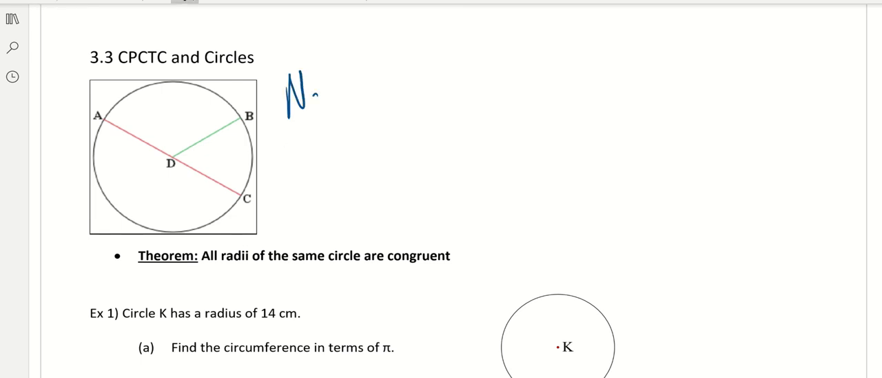Here's how we name circles. We call them by their center. So the name of the circle would be circle D, right? So if I tell you that D is the center of this circle, you would call it circle D. Or if I tell you this is circle D, then you know that D is the center of the circle. So we're going to use the center to name our circles. Use the center to name your circle.